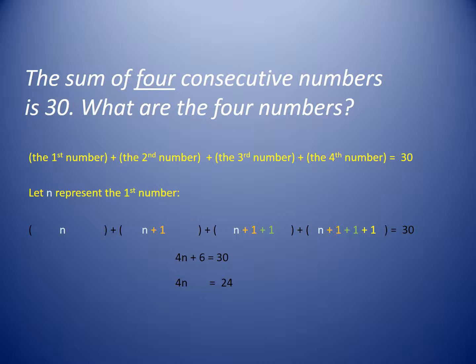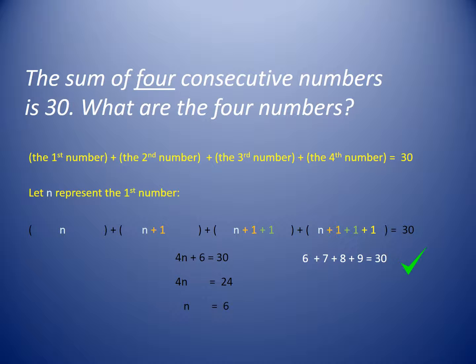Here we are just solving for n. The first step will be we'll subtract 6 from both sides of the equation. That'll leave us with 4n equals 24. Dividing both sides by 4 gives us n equals 6, so 6 is our first number.